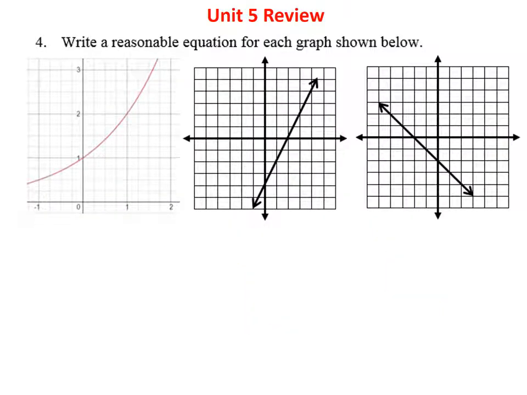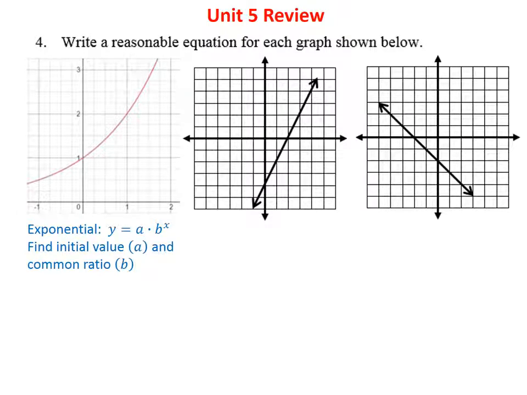Problem 4 asks us to write a reasonable equation for each graph shown below. In the first graph, we notice that it's not a straight line, it's curved, and we expect that it's probably an exponential function. That means it'll have the form y equals a times b to the x power, where a is the initial value, or the value that it has when x equals 0, or we could call it the y-intercept, and b is the common ratio. What is the factor being multiplied by each time?